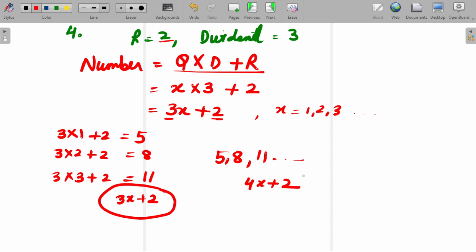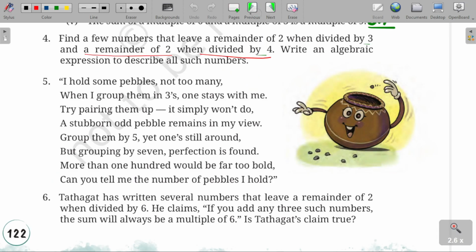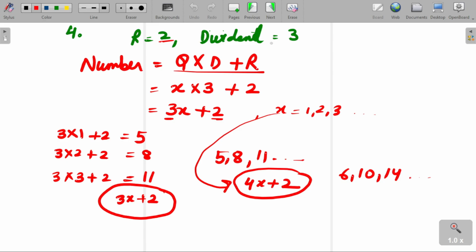And by putting the value of x, you will get the terms like 6, 10, and 14 in this term also. You will get this series. Now, I think that's all. This is what they have asked: write the algebraic expression, and we have already found the algebraic expression. The main trick is this. This is the formula to find out.